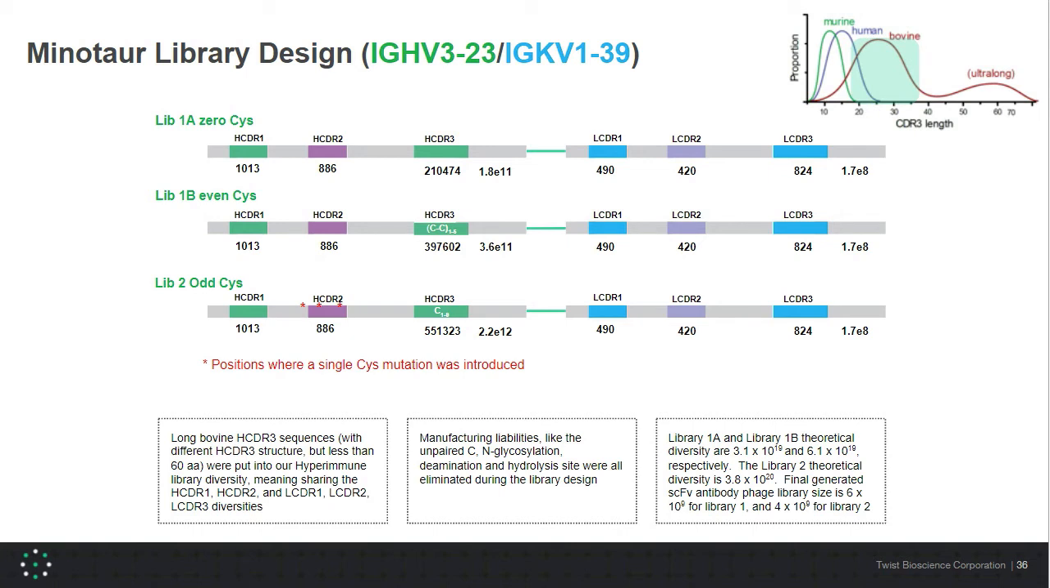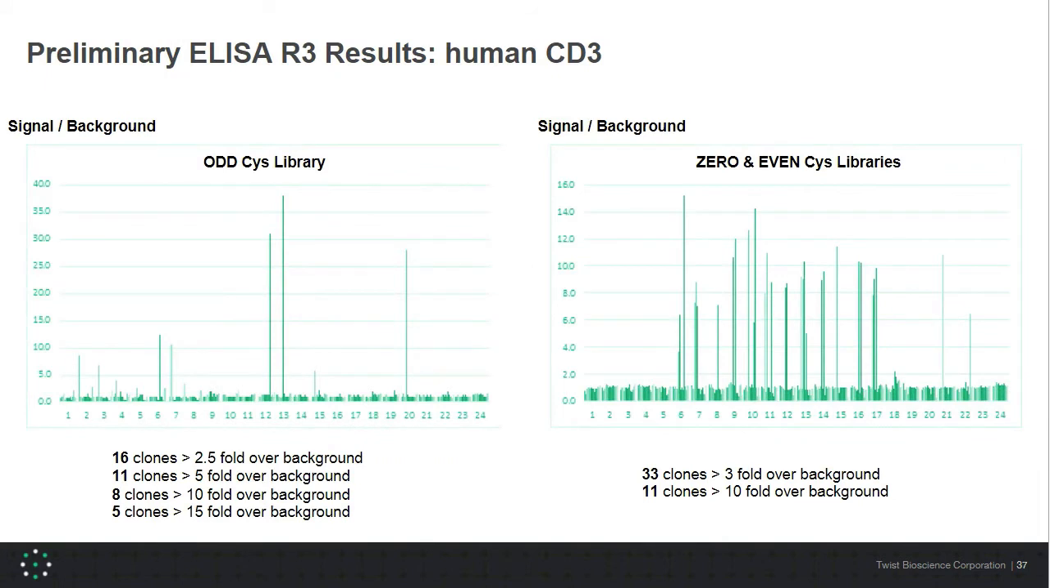This just shows a little bit of data that we've done against panning against human CD3. As I mentioned, finding human cross-reactive clone against CD3 is a very difficult thing to do. And again, we were just really happy to see even just binders coming out of this library because it's a very unique concept of using bovine CDR3s in the context of a human scaffold. Here again, you can see we got hits from our odd library, which again is forming a disulfide with the framework. And we also see binders to our even and zero libraries, cysteine libraries as well.